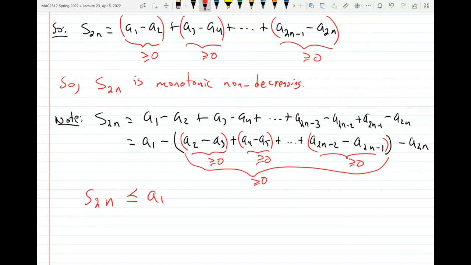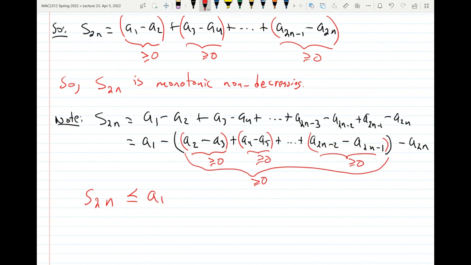If I now factor out a big negative, I have minus something positive. So you have A1 and then you're subtracting positive stuff from it. Do you see what I'm saying? If you have a 5 and I subtract a 3 and a 1, I get something less than 5, right? I get 1. So that's what's going on. You have A1, I subtract a positive quantity, and then I subtract another positive quantity. So all of this, which is S2n, is less than or equal to A1.